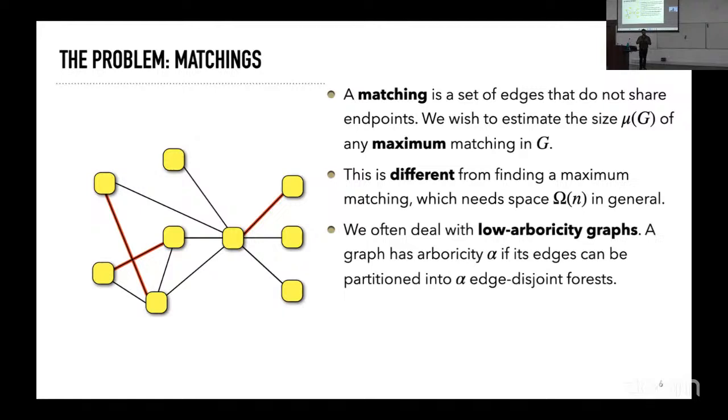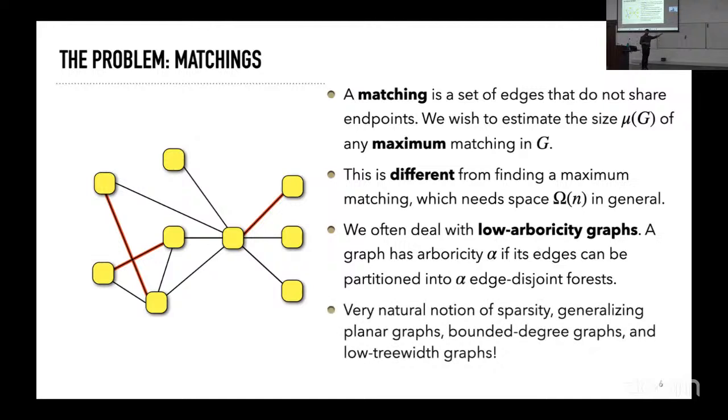And then the last definition that we'll deal with is that of low arboricity graphs. So a graph has arboricity alpha if its edges can be partitioned into alpha edge-disjoint forests. That's the definition of arboricity. It's a very natural notion of sparsity. Many of you have already worked with arboricity, some of you might have worked with degeneracy, which is a related concept where I think they're related by a factor of 2 or something like that. And in fact, bounded arboricity is a notion that generalizes planar graphs, bounded degree graphs, and bounded tree width graphs. So it's a larger class of graphs than any of these things. Okay.